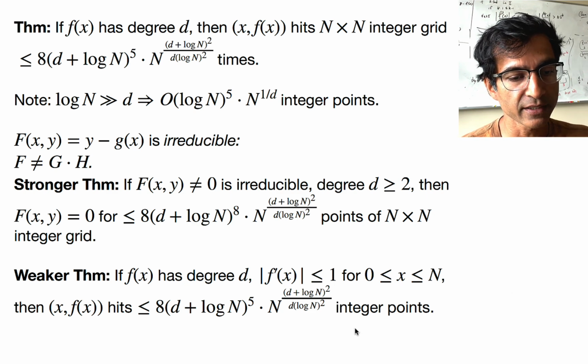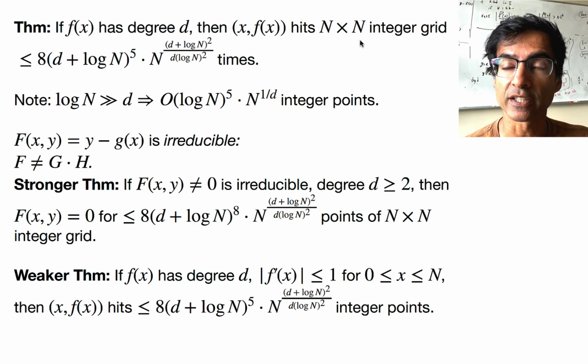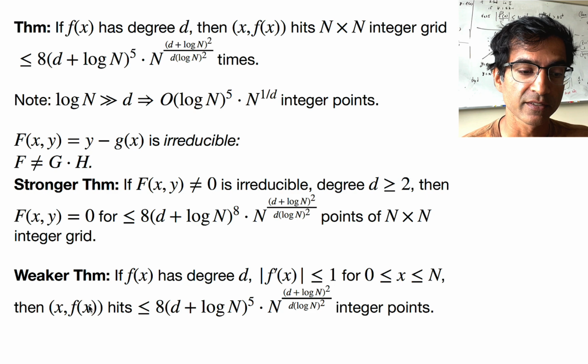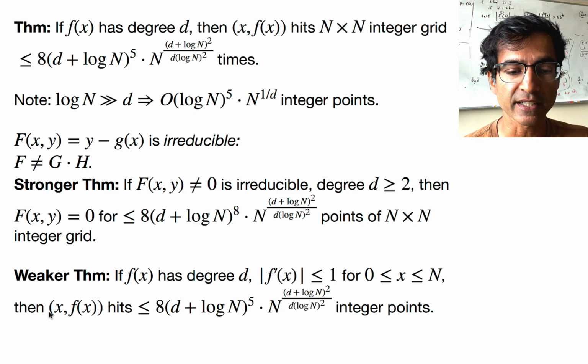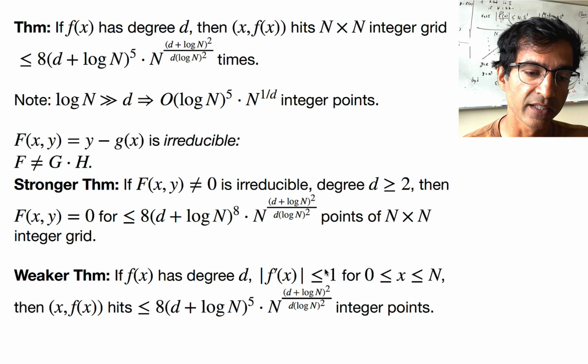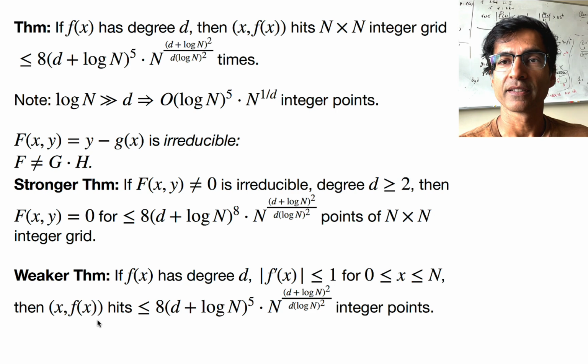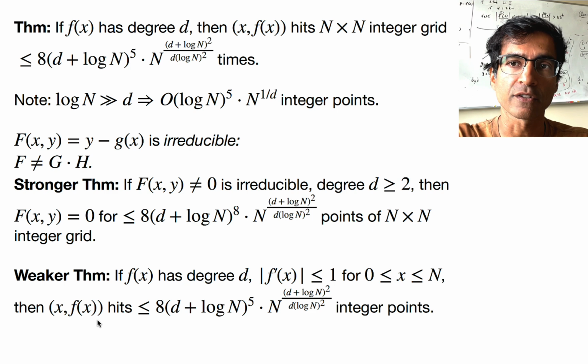I should point out that in the weaker version, I'm not just talking about the points x, f of x in the n by n grid, but all integer points of the type x, f of x. And the reason I can do that is because if you know that the derivative is bounded, then points of this type must lie in some n by n grid, because f has bounded derivative, so it can't go very far away from where it started.